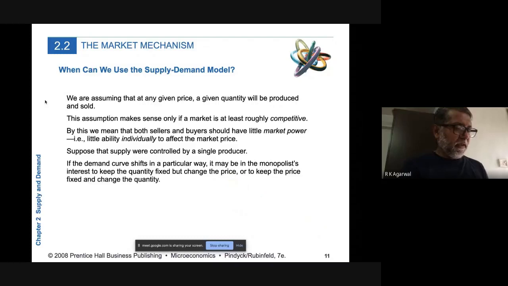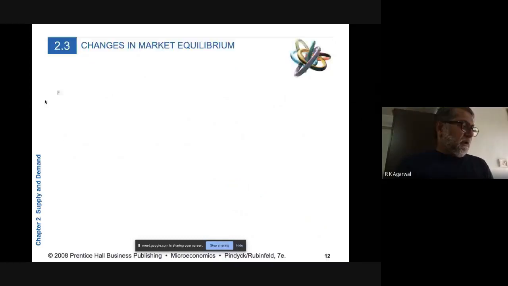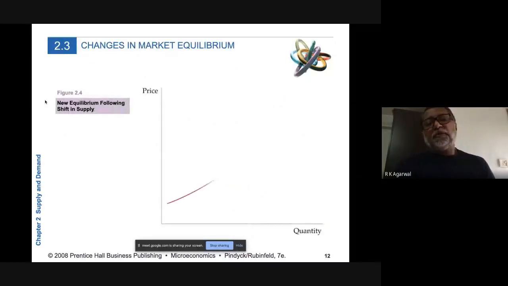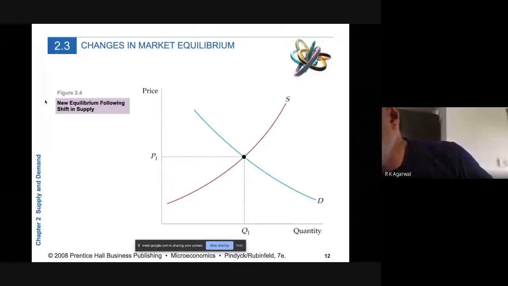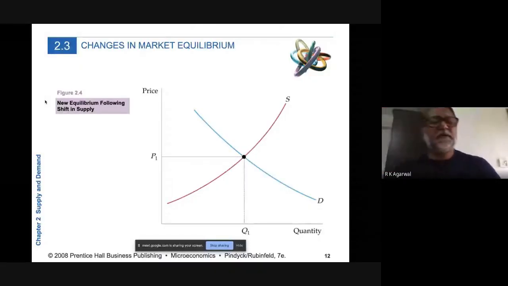Okay. So now, the next thing that we would like to see is changes in market equilibrium. Now, what will happen to the market equilibrium if the supply curve shifts? If the supply curve shifts. Now, look at this particular caption. New equilibrium following shift in supply.